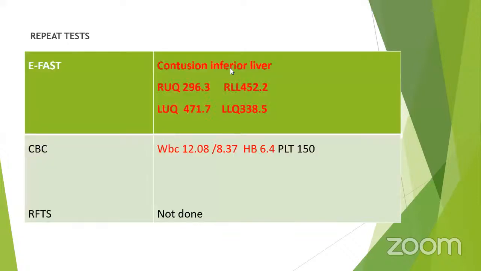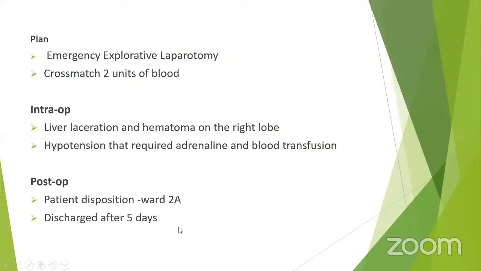So, as you can see from the previous EFAST findings, we noted that the fluid in the right upper quadrant, left lower quadrant and right lower quadrant had increased, and so we assumed she was still bleeding. Her HB had come down to about 6.4. We gave her fluid as we waited for the blood to come. We transfused her with 1 unit of blood as she was taken for an exploratory laparotomy.